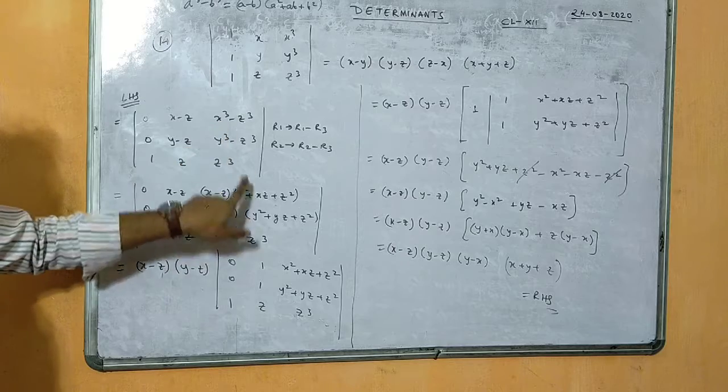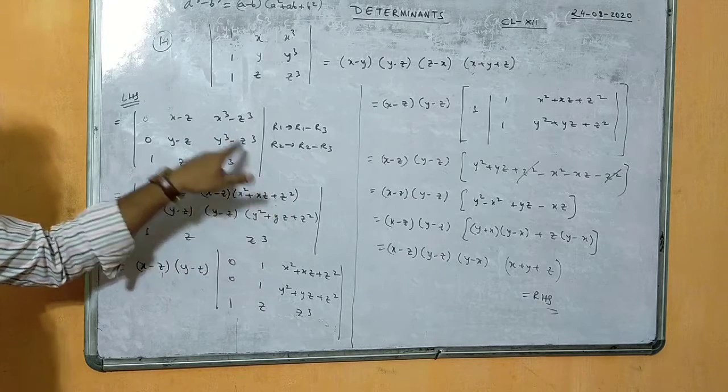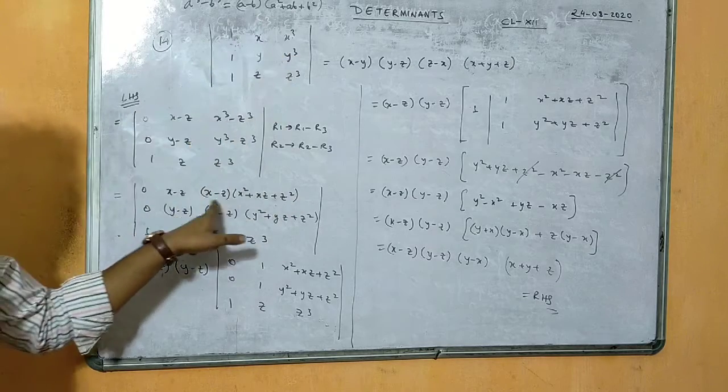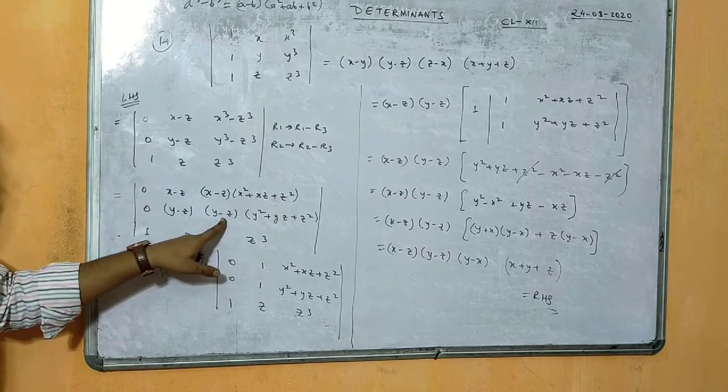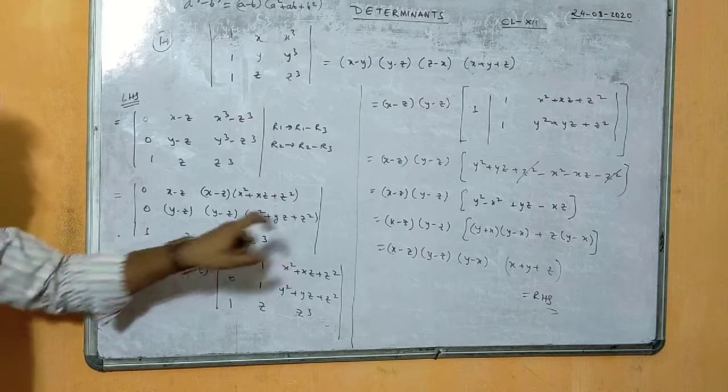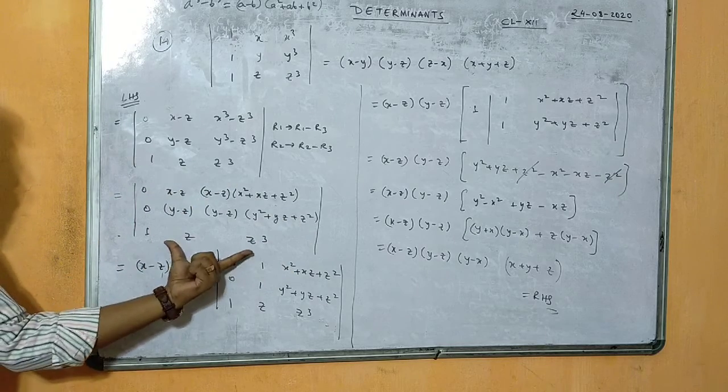A square means x square plus xz plus z square. So applying this formula here we have the same. Similarly y cube minus z cube, that is y minus z, y square plus yz plus z square, and this row is to be written as it is.